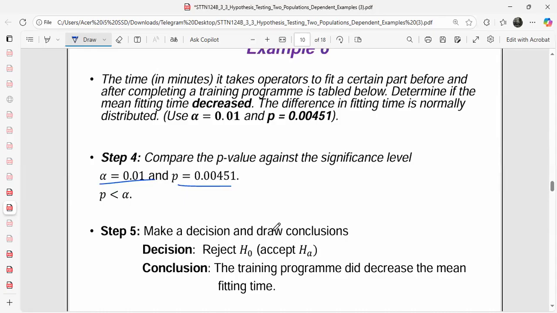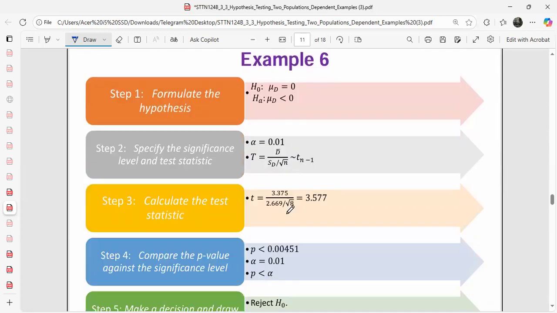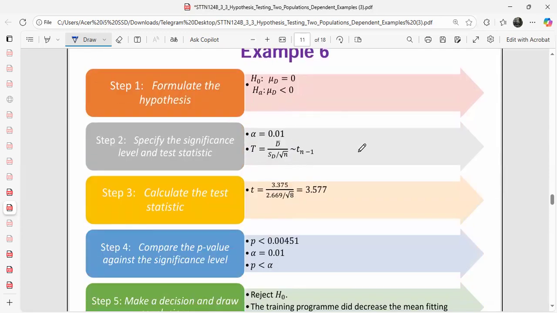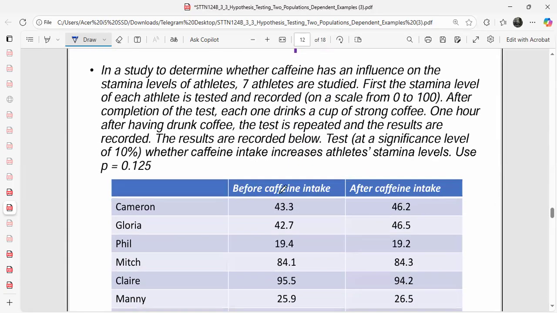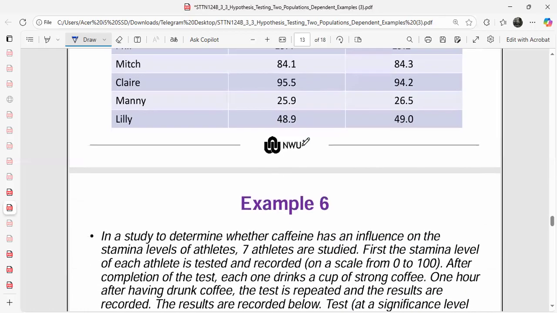Therefore, now you're going to say, since we reject the null hypothesis at 1% level of significance, the training program did decrease the mean fitting time. Then you're done. It will be step number 5. That's how they did that exercise. Even this one, you see, before and also after, you do the same thing. This one minus this one, you get the difference. This one minus this one, and you need to check if they mention greater than or less than. Yeah, so that's how you do it.